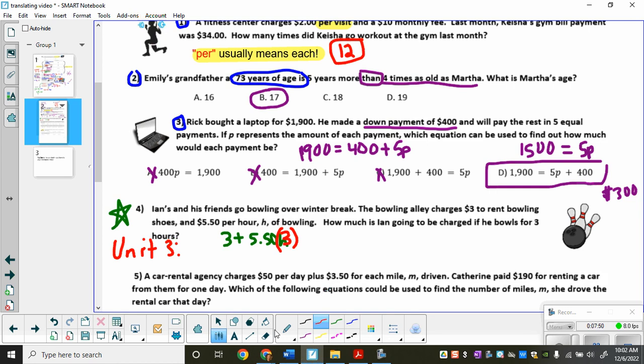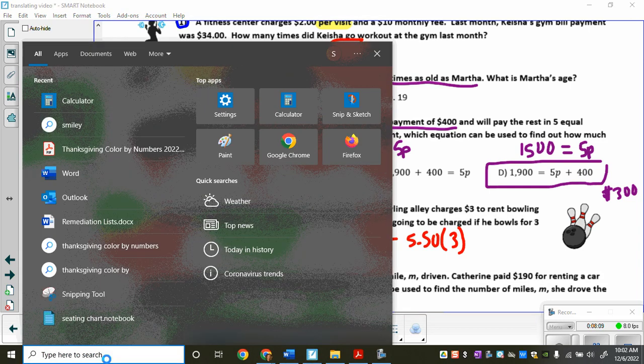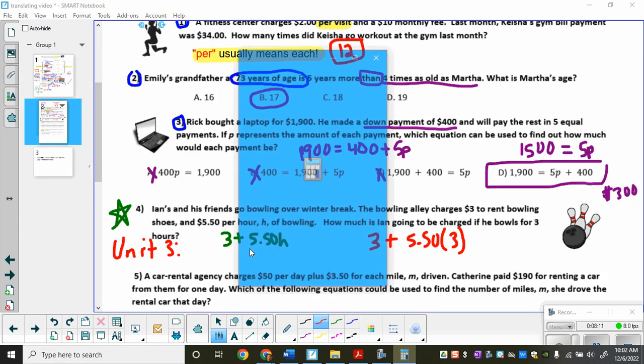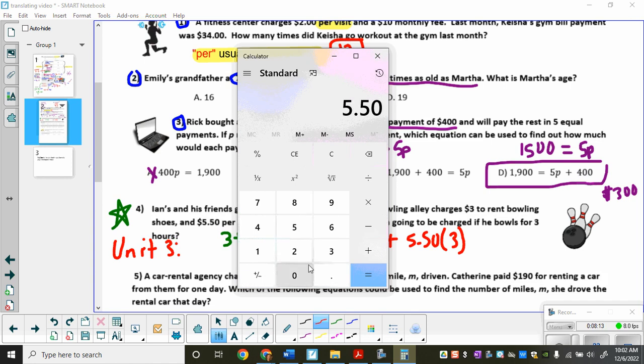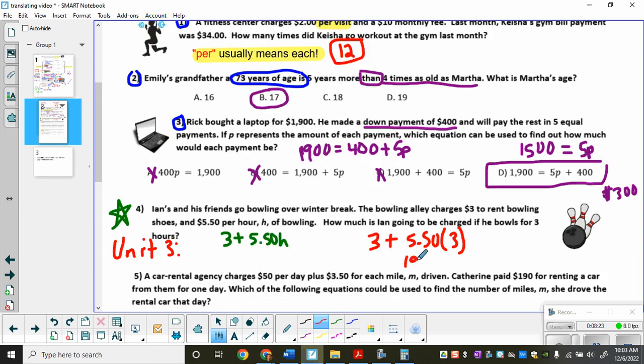All right. So anytime we have a variable and we plug it in, we can use PEMDAS now to simplify, and I'm just going to erase. Well, actually, I should rewrite it. So we're saying it's $3 to rent the shoes plus $5.50 per hour for 3 hours. Now the $5.50 times 3, let's see how much that's going to be for the 3 hours. Cool. So $16.50 plus the $3 to rent the shoes. So this is going to be $19.50.